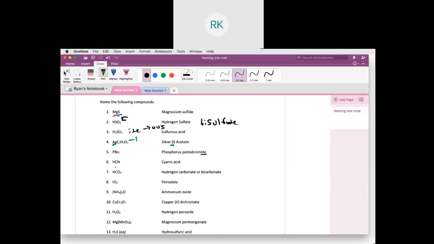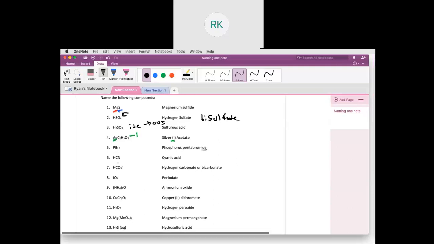Okay, HCN, it's the acid form of cyanide. And so you're really just changing cyanide to cyanic acid, right? So it's really IDE, oop, that's really bad, I apologize there, to ic. That I'm actually doing with my mouse, and I should probably not. To ic. Okay, cyanic acid.